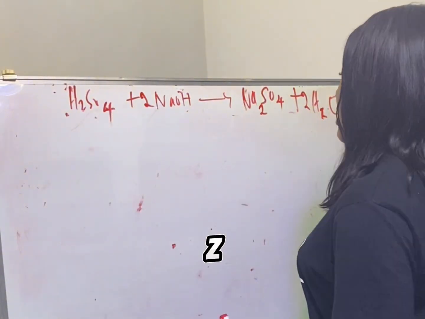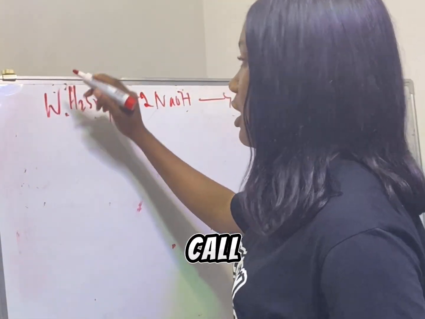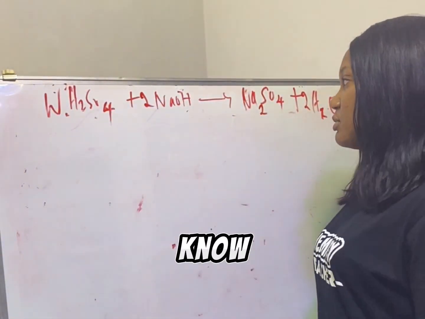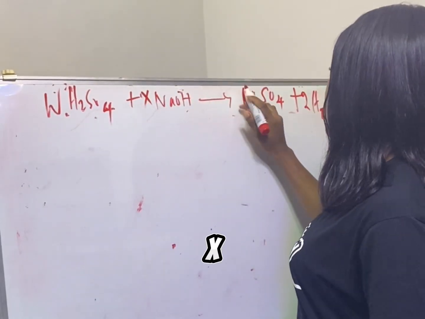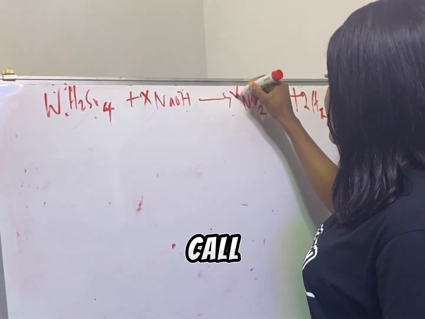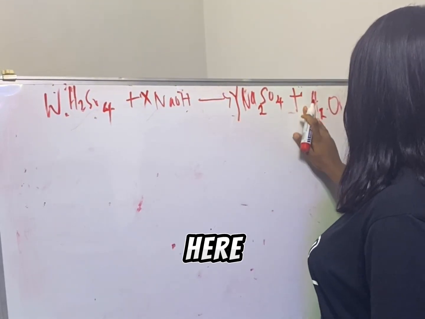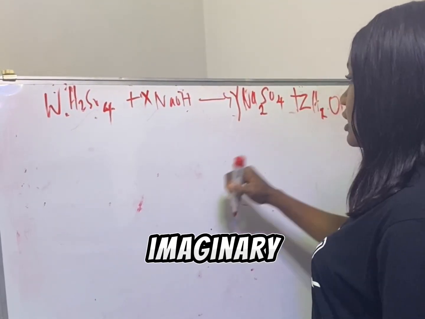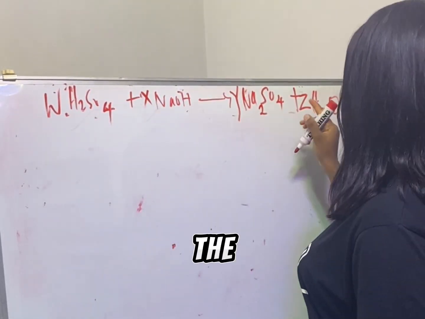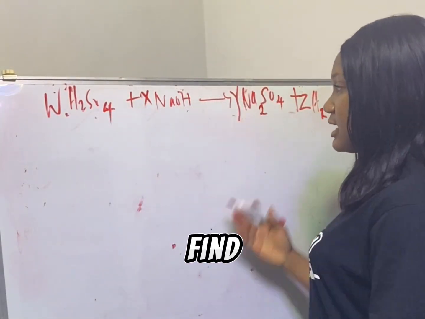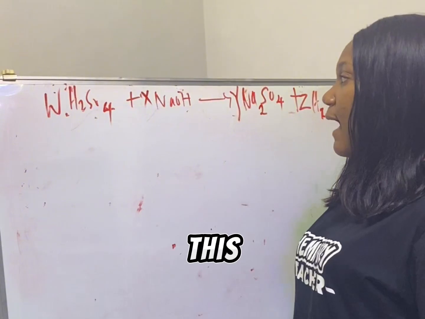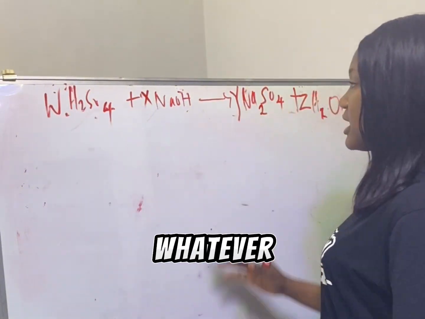But here it's four compounds, so I'm just going to call this W because I don't know what coefficient is going to be here. And I'm going to call this X, and I'm going to put an imaginary coefficient here, Y, and I'll put an imaginary coefficient here, Z. So the W, X, Y, Z are imaginary coefficients. So we're trying to find the coefficients that are supposed to be there. So this is what I'm going to do. I'm going to equate whatever is here to here.